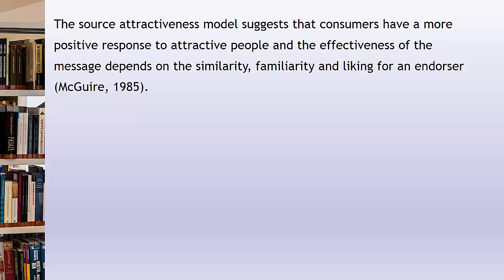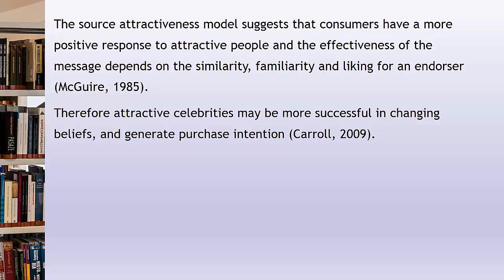So what kind of language can you use to show the associations between research evidence? Let's look at an example. Let's imagine that a student is writing about the source attractiveness model. In their first sentence, they explain what it is. They say, the source attractiveness model suggests that consumers have a more positive response to attractive people, and the effectiveness of the message depends on the similarity, familiarity, and liking for an endorser. Maguire, 1985. In the next sentence, they say, therefore, attractive celebrities may be more successful in changing beliefs and generate purchase intention.